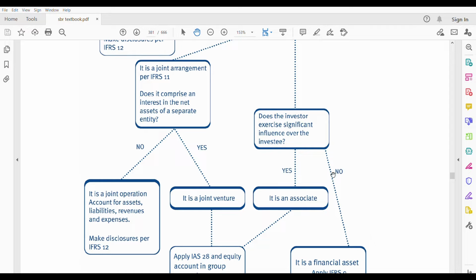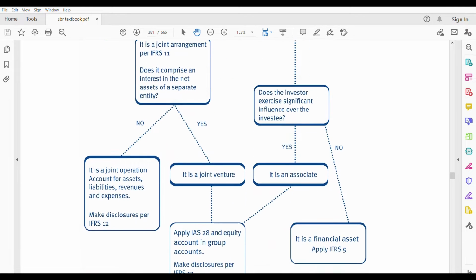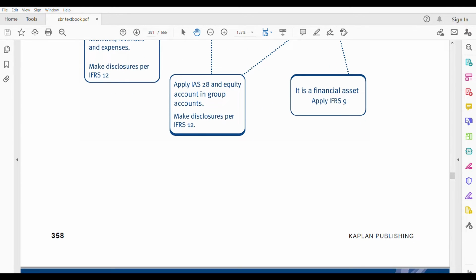But if they do not have a significant influence, that means less than 20%, let's say they have acquired 5% or 6% or 10% or even 19%, it is a financial asset. It is a financial asset. You apply IFRS 9. So you see how many standards you are using here: IFRS 12, IFRS 9, IAS 28, IFRS 3, IFRS 10, so many standards. And then for impairment of goodwill, you have to use IAS 36.